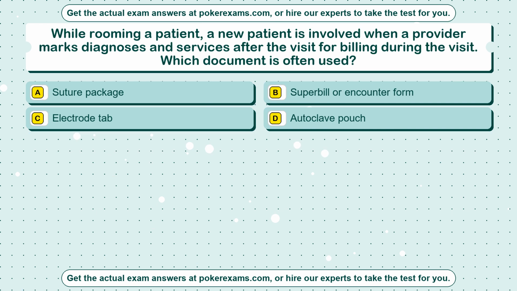Question 68. While rooming a patient, a new patient is involved when a provider marks diagnoses and services after the visit for billing during the visit. Which document is often used? Option A, suture package. Option B, superbill or encounter form. Option C, electrode tab. Option D, autoclave pouch.